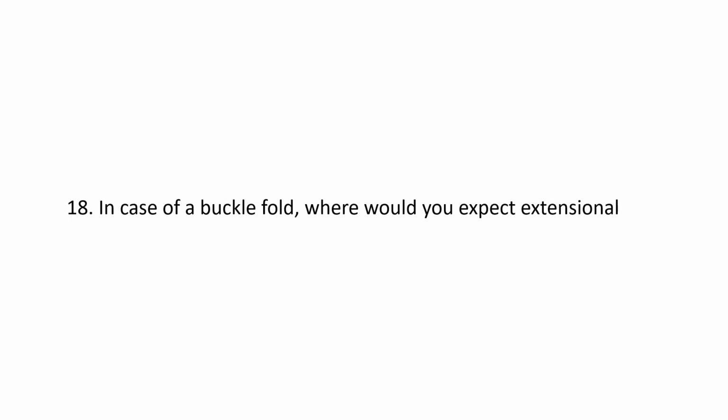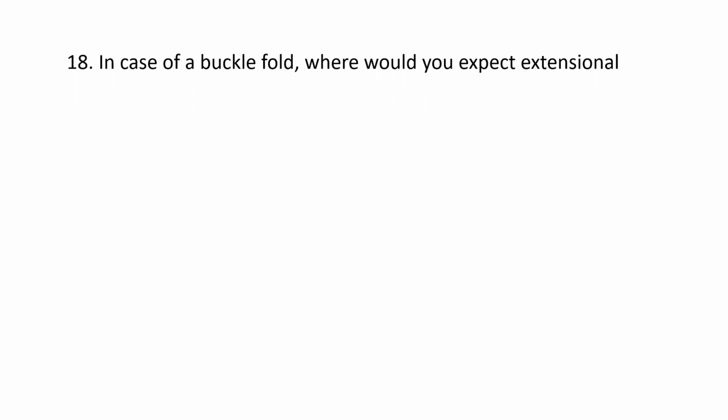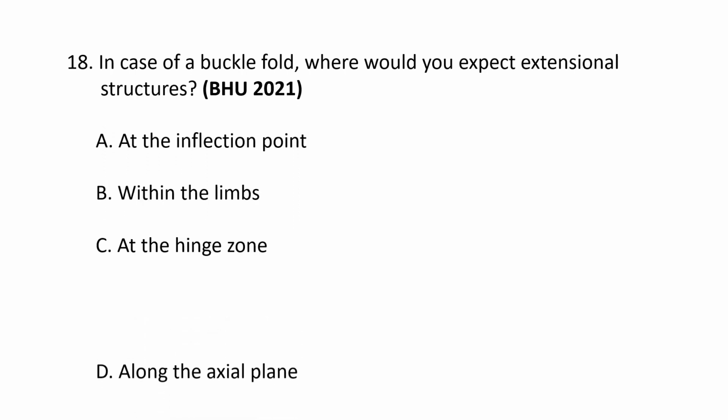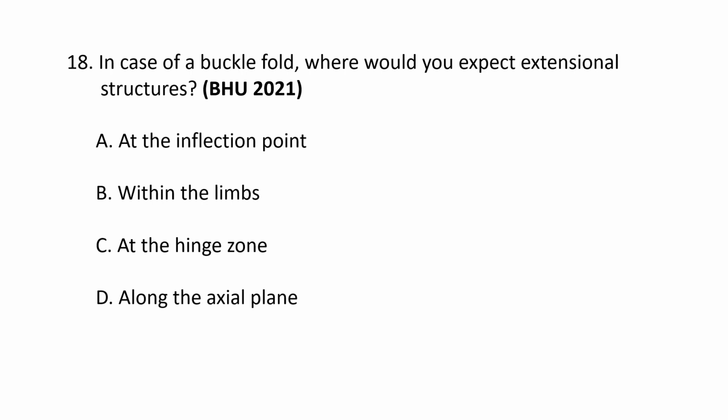Next question. In case of buccal fold, where would you expect extensional structures? A. At the inflection point. B. Within the limbs. C. At the hinge zone. D. Along the axial plane. The correct option is A. At the inflection point. Extensional structures, often in the form of fractures or minor faults, are frequently observed at the inflection points of buccal folds. These structures develop due to the stretching that occurs at the points where the fold's curvature changes.